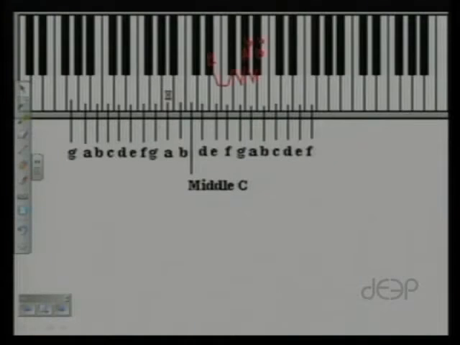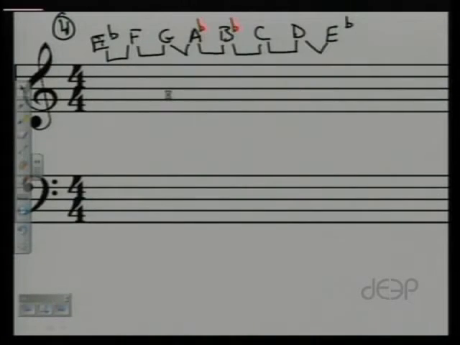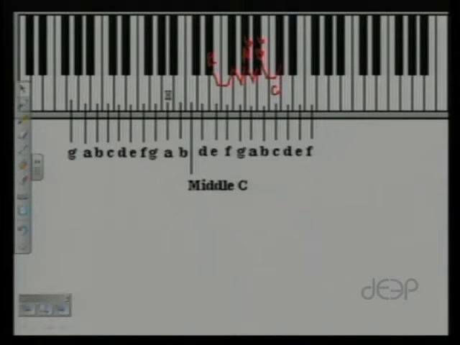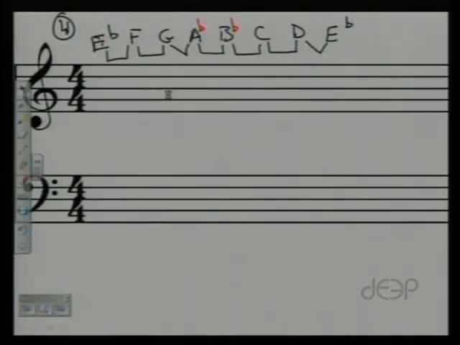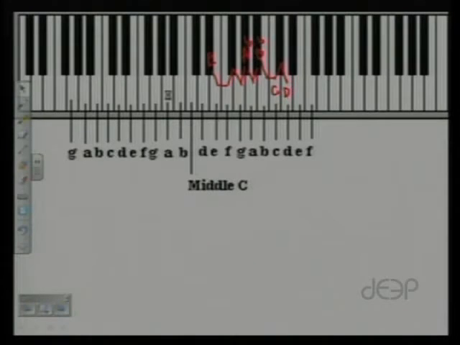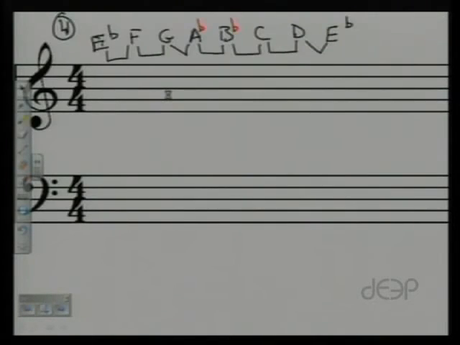B flat to C, whole step. B flat, 1, 2 to C. There's your whole step. C to D, whole step. 1, 2, yep, whole step. And then D to E, half step. And in fact, D to E flat, half step. And there's your E flat. In fact, that works out. So this E flat, F, G, A flat, B flat, C, D, E flat is the E flat major scale.